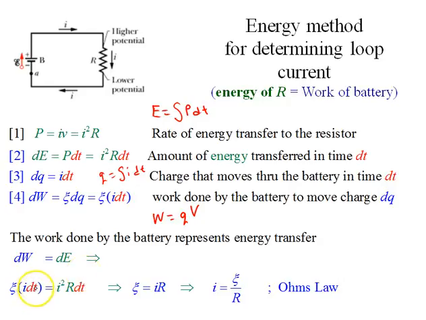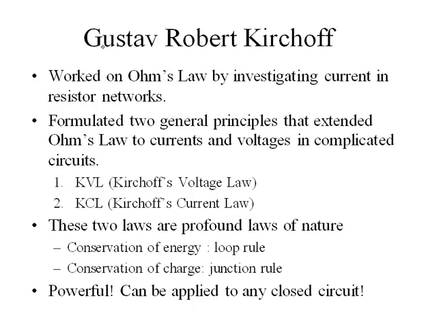We can then cancel out the dt's and we end up with our EMF is equal to IR, or I is equal to E over R. In fact, we've just derived Ohm's law using energy. And that's Ohm's law in this circuit. We'll show that that's because any single loop circuit that just has EMF devices and resistors can be reduced to one EMF device and one resistor. So what we can also use is a voltage method, which we'll find is much easier than that.